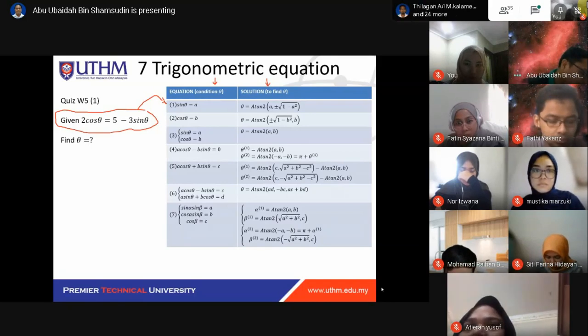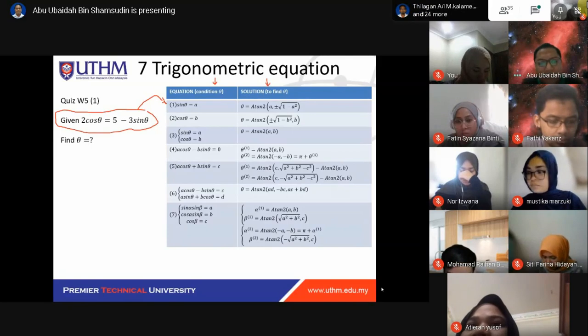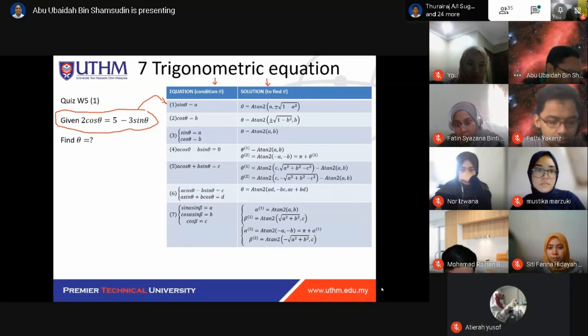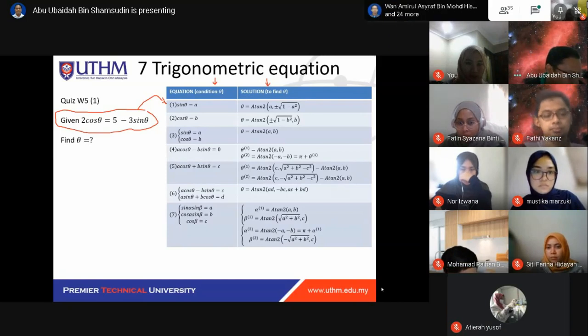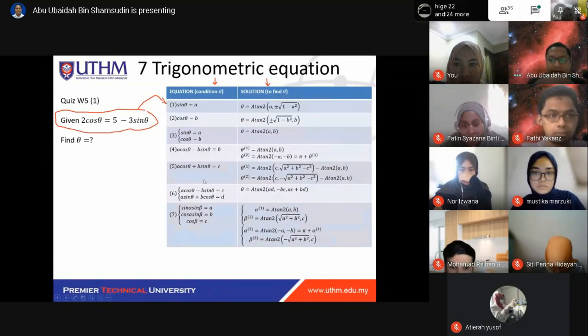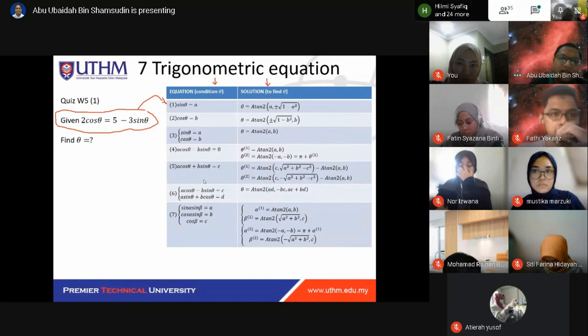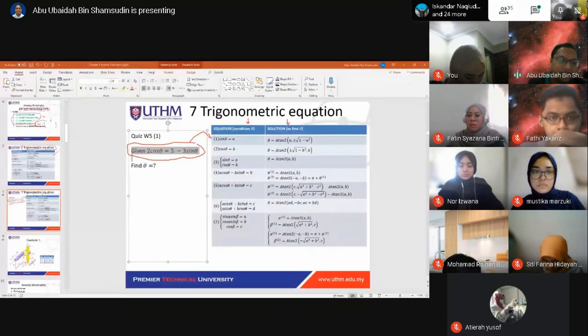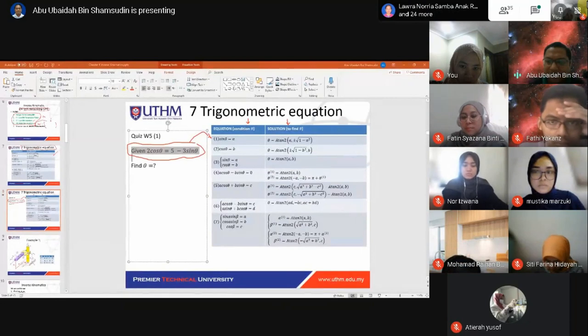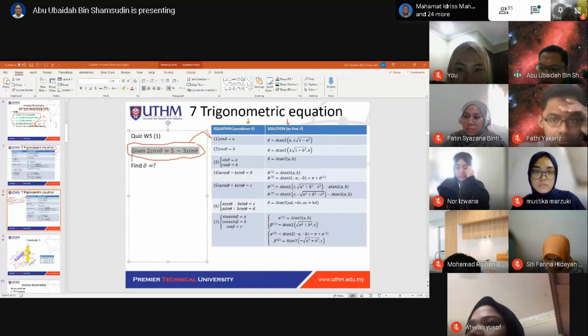Siapa nak Imran Syahmi? Imran Syahmi ada? Imran Syami boleh bagikan jawapan untuk yang ni? Ya, mana ya? Imran. Imran Syami pun tak ada. Imran Syahmi.